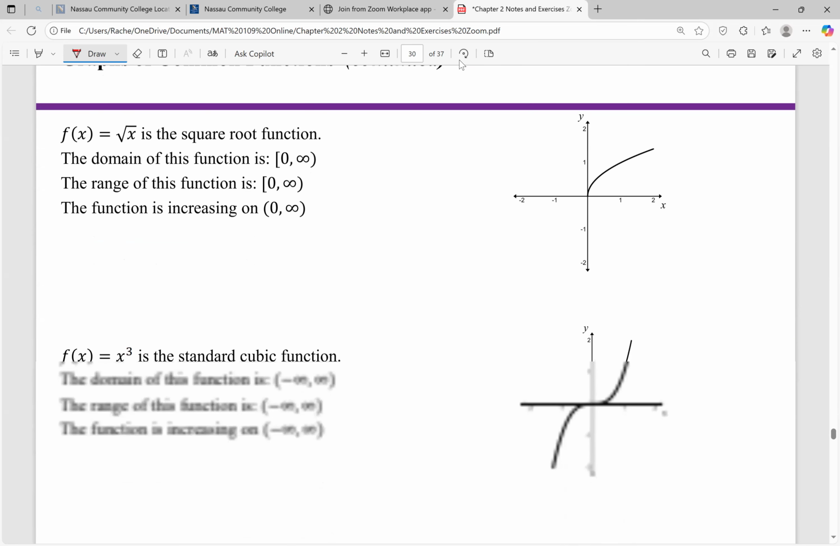We have what's called the square root function, f of x, or y equals the square root of x. So we call this the square root function. That's another common one. And it looks like this. So it has a point at the origin and it's increasing, and it lives in the first quadrant. So the domain of this function is 0 to infinity. And it makes sense because we're taking the square root of x. We can't take the square root of a negative number. So the domain is 0 to infinity. Therefore, the range of this function is also 0 to infinity, and the function is always increasing, and it increases on the interval 0 to infinity.